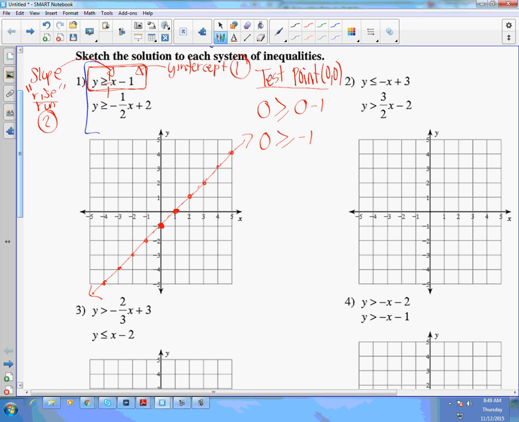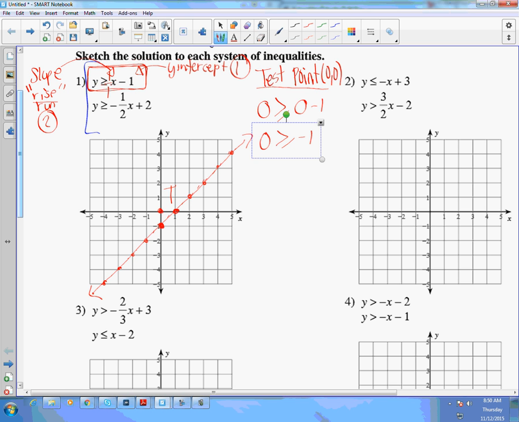True or false? 0 is greater than or equal to -1. It should be true. 0 is greater than negatives, right? True. So this point right here is true.